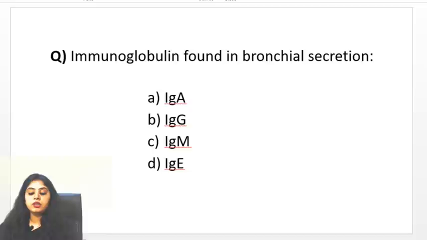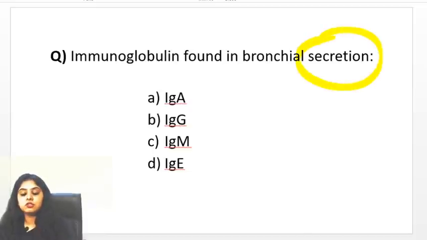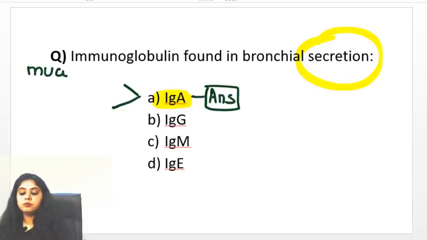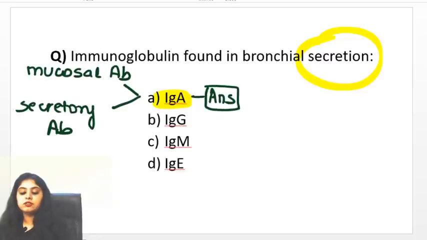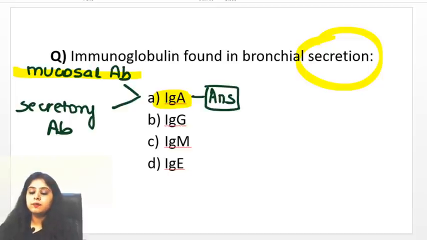Okay, moving on, immunoglobulin found in bronchial secretion, or for that matter any secretion. The secretory antibody is IgA. So IgA has two names: it is known as mucosal antibody and it is known as secretory antibody. So when I ask which is the antibody that you find in the intestinal mucosa, it is IgA. Which is the antibody that you find in the body secretions, it is going to be IgA. I hope everyone is clear with this question. Let's move forward.